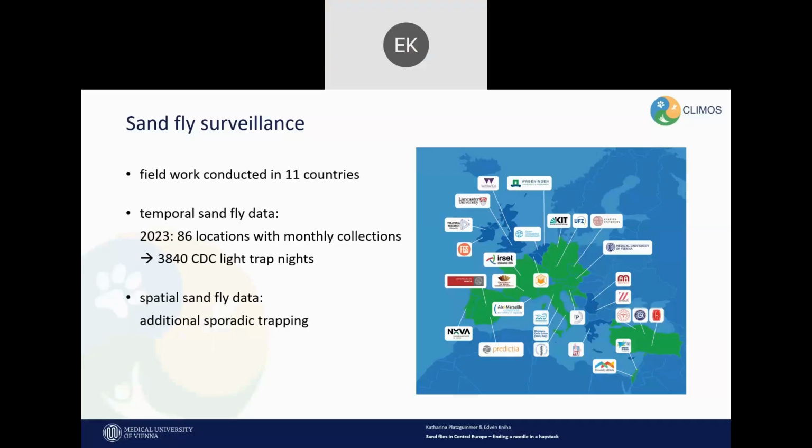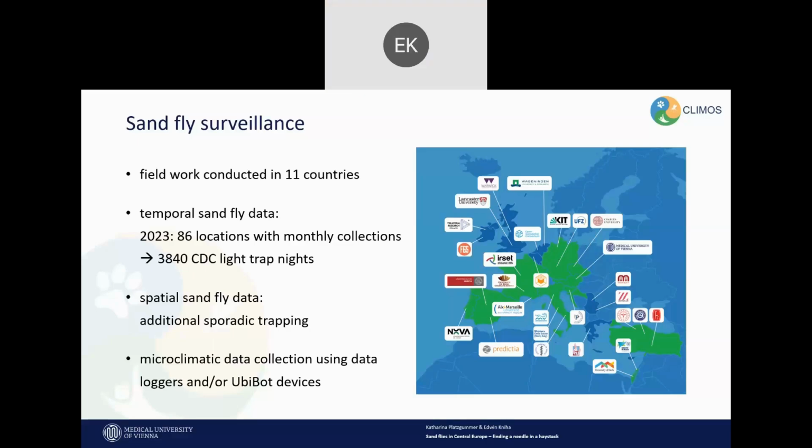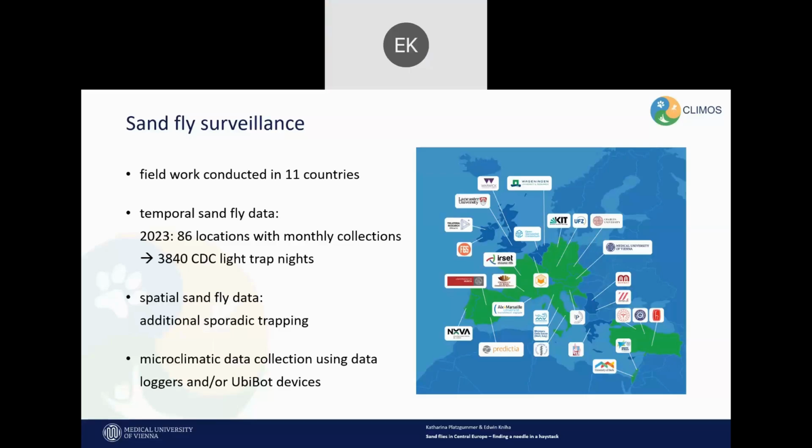In addition to the traps themselves, we also deploy data loggers or UbiBot devices to collect microclimatic data, so humidity and temperature. UbiBot devices are not used by all of the partners. They are connected to the cloud, so they allow to collect more data. However, they are not really placed at every trap location, and we did not have them. So I'm going to show you the data loggers today.